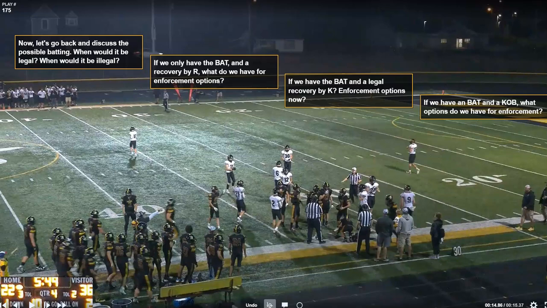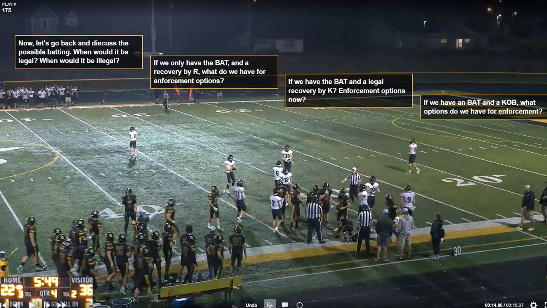And then if we have the bat and a KOB, enforcement options, remember, these are 2 live ball fouls. We can only enforce one of those 2 live ball fouls. We need to see which one would be better for Team R. So if this ball went out of bounds at the 20, then an illegal bat would bring it to the 30. And if the ball went out of bounds at the 20, 25 yards from the 40 is the 35. So they would take the kickoff out of bounds at the 35 rather than the illegal bat. So all those things are things we've got to think about and talk about as a crew to make sure we get this enforced right.